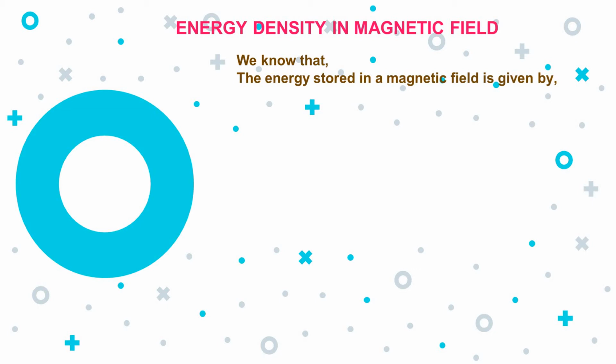Now we need to see the energy density in the magnetic field. For that we need to start from the energy stored equation only. What is the energy stored equation? W is equal to half Li square. Now I can consider the inductance of a solenoid as an example. In my part 2 video I have discussed this application also, so if you have any doubt, you can check the part 2 video of this inductance. From that expression only we are going to derive this energy density equation.